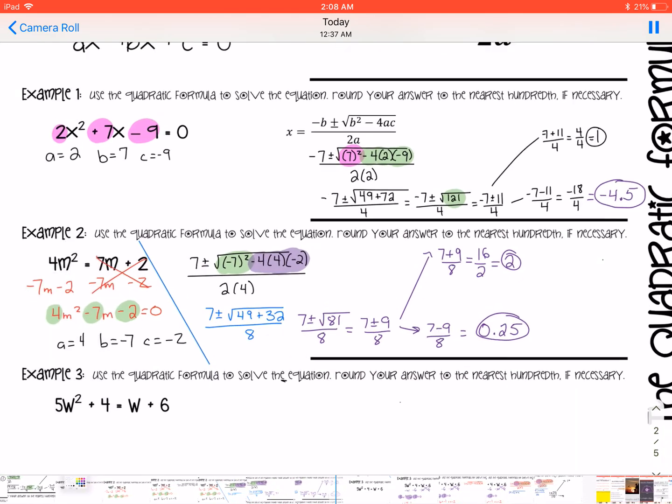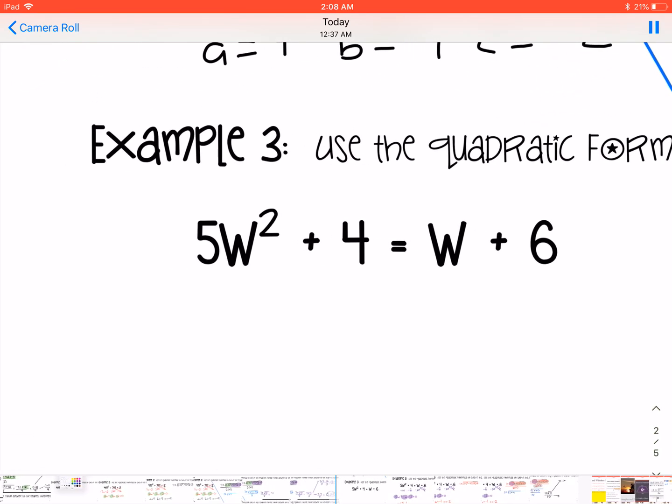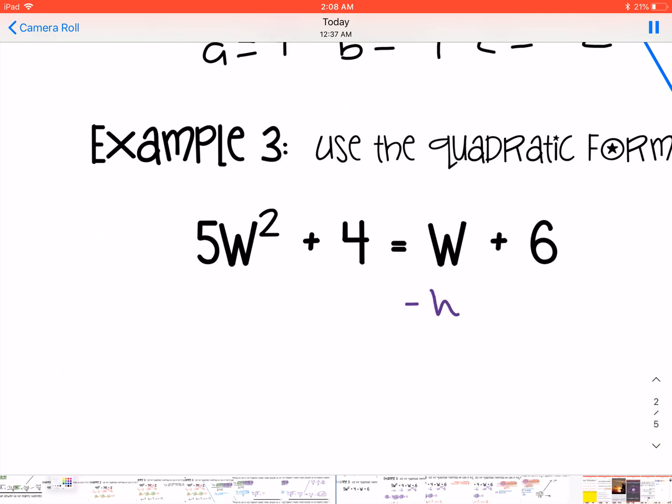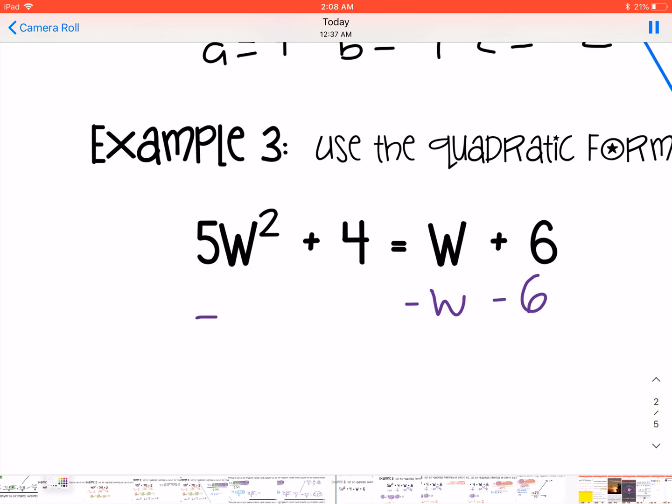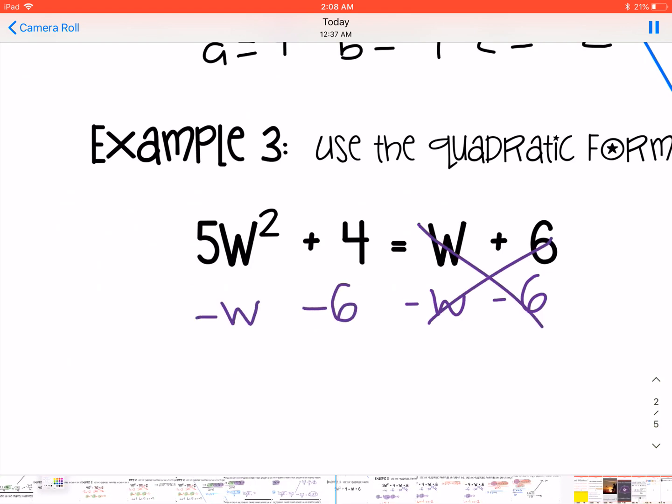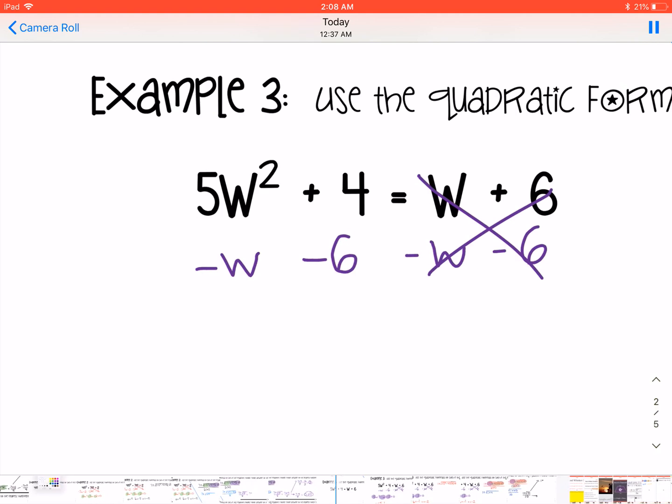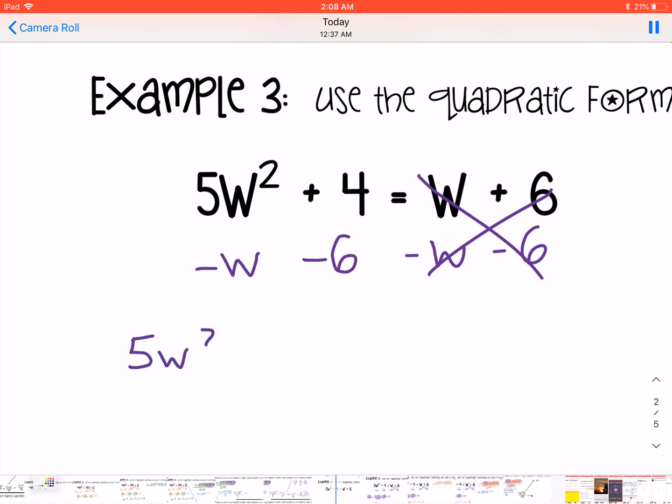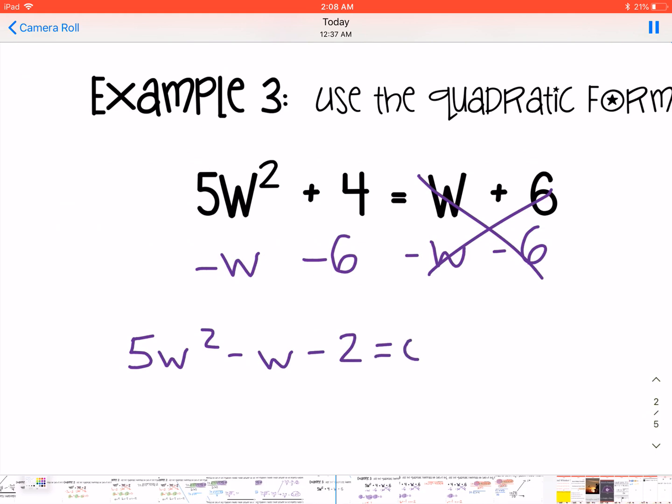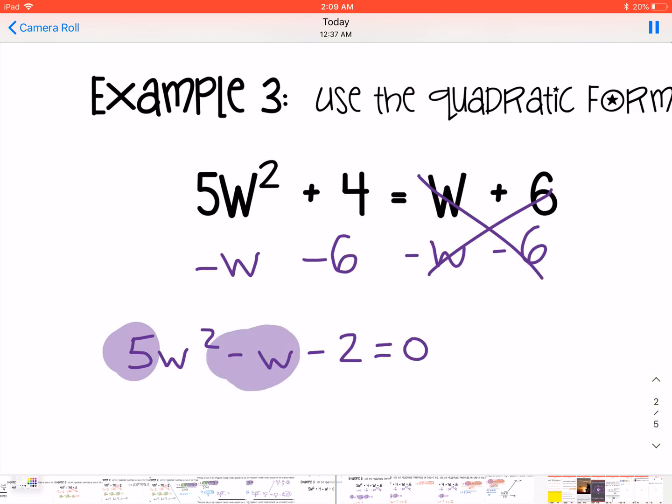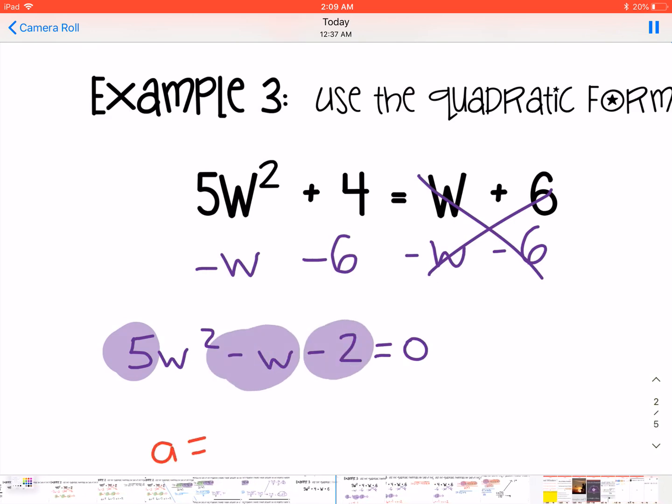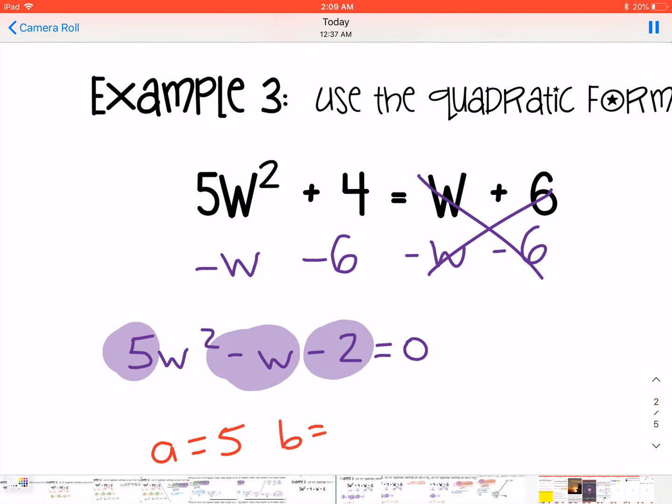Okay, for the last one, once again, we don't have it in ax squared plus bx plus c form, so I need to get it that way. So I need to subtract w and subtract 6 on both sides. Those would cancel out, and that would leave me with 5w squared minus w minus 2 equals 0. I would then have to find my a, b, and c's. My a would equal 5, my b would equal -1, and my c would equal -2.